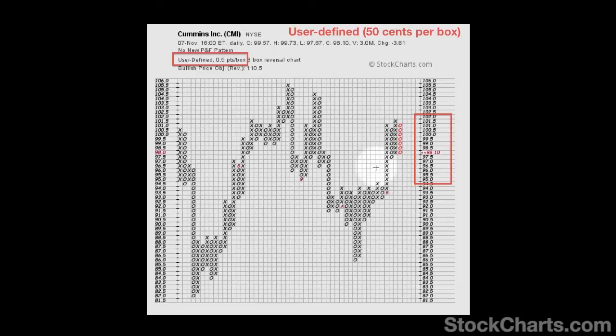If you're a trader that likes to use 50-cent increments on your charts and for your stops or your support and resistance levels, then you can set that level using the user-defined feature on the point and figure chart. This is a Cummins Engine chart, and you can see that the price scale stays the same, 50 cents per box, all the way from the low 80s to around 106.